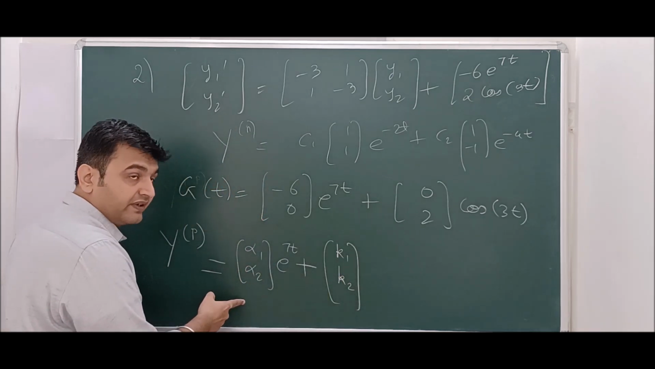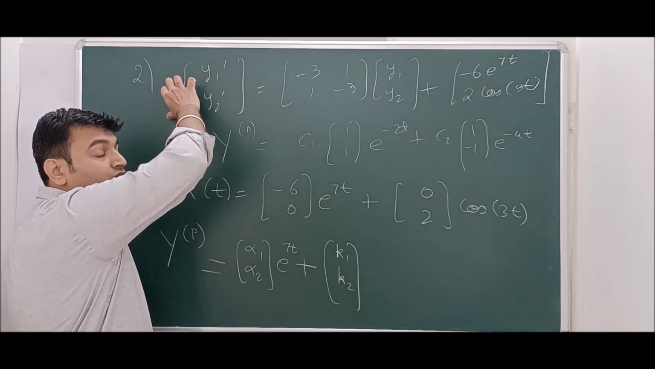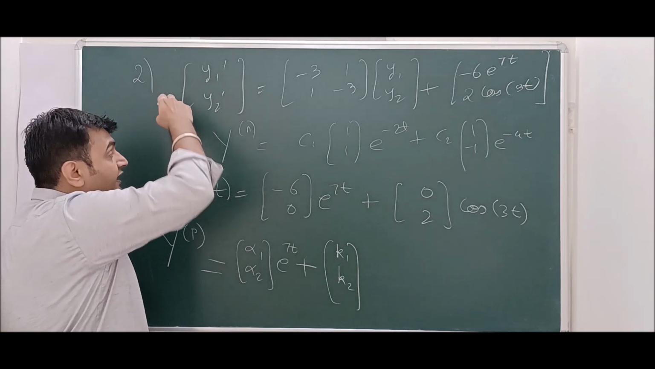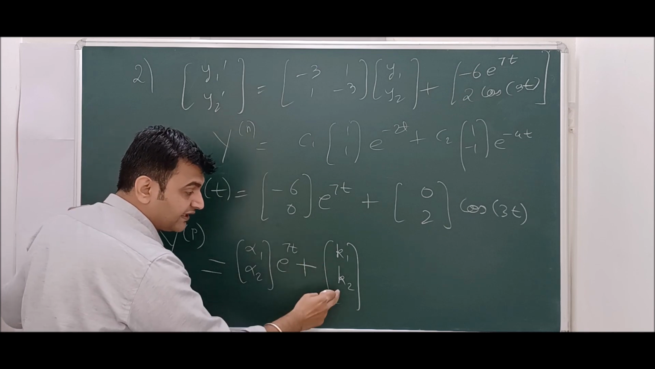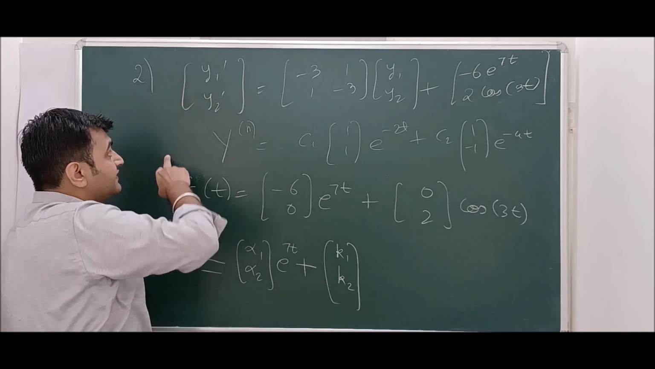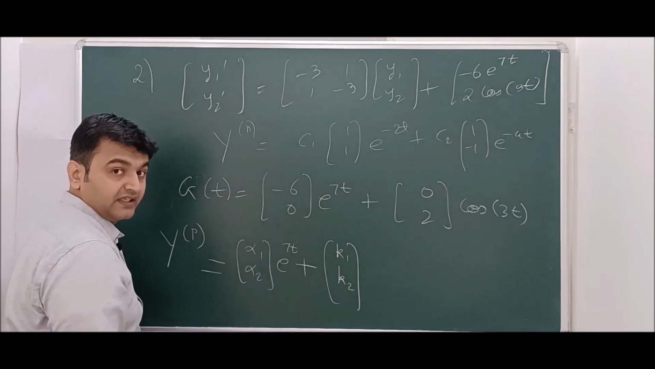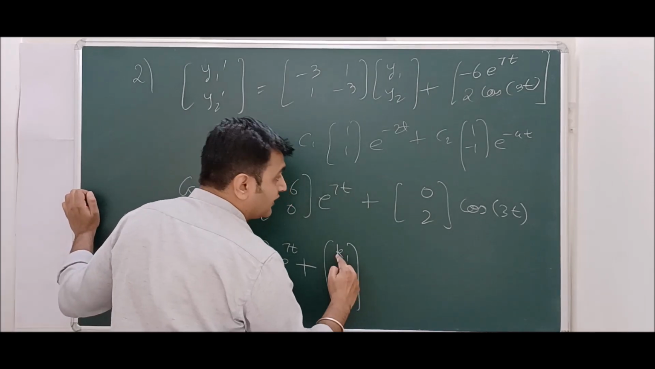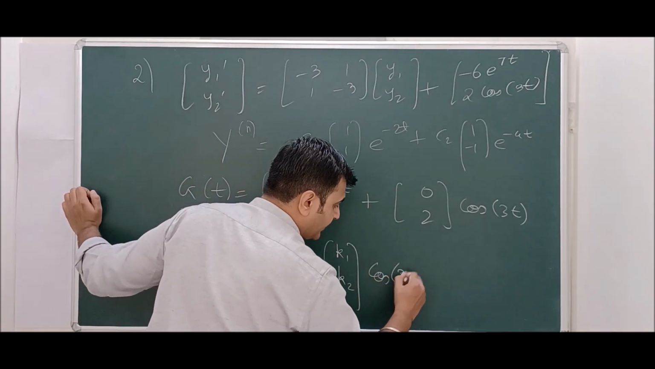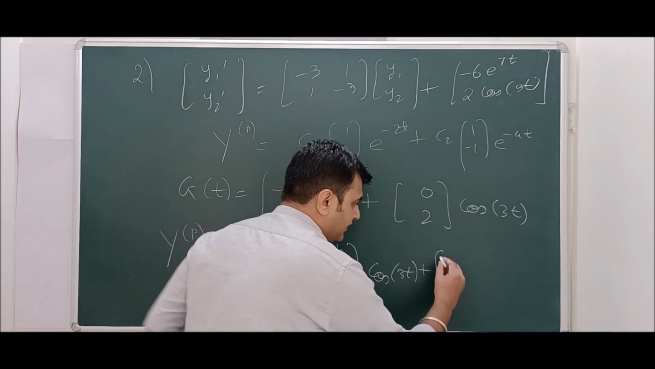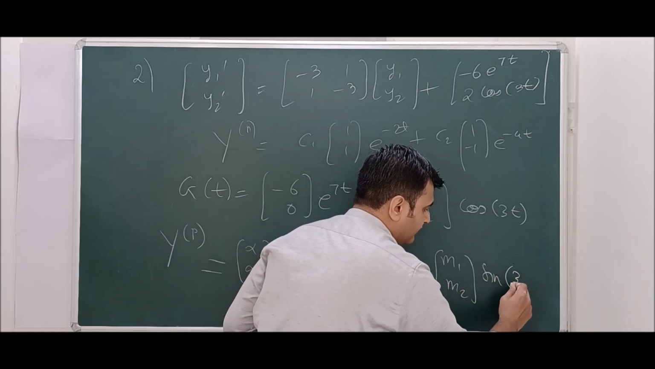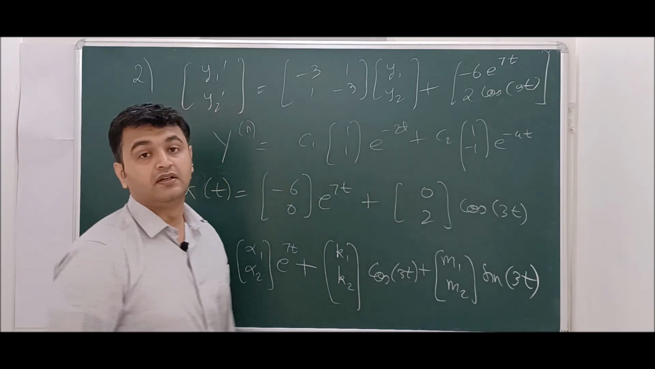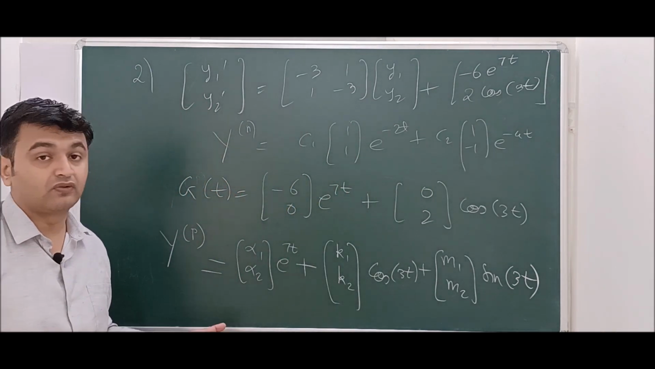See, it's a 2 cross 1 vector because you have two systems, two differential equations. If you had three differential equations, then this would have been alpha 1, alpha 2, alpha 3, k1, k2, k3. If you would have n equations, it will be alpha 1 to alpha n. Okay, so that's the difference. So k cos 3t plus m sin of 3t. So this is what you choose as your yp.